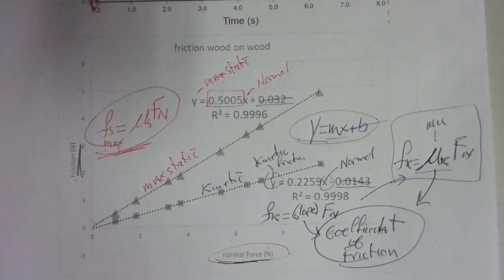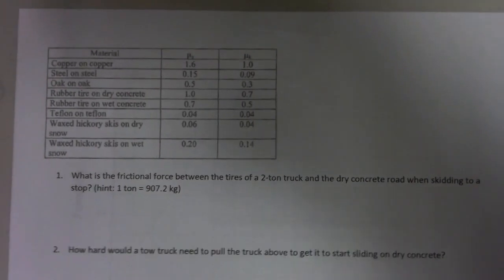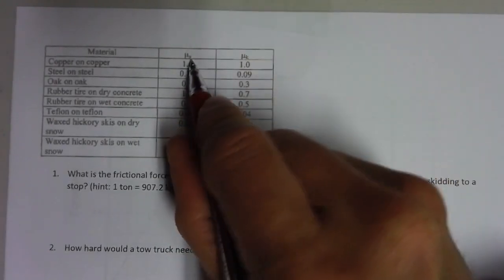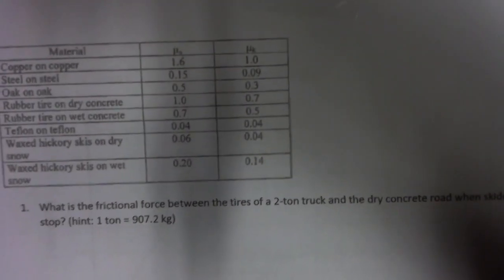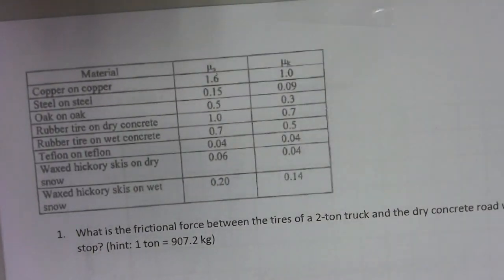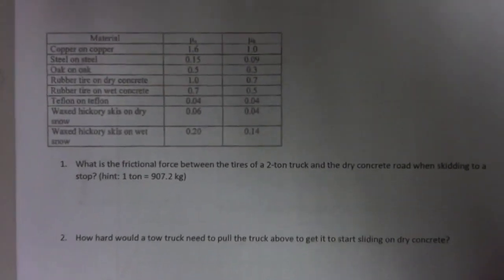So let's try a few. All right, so here we go. Now here's a table of the coefficients of friction for various materials. This is the mu s. It might be hard to read for you, so let's zoom in here. My lighting is horrible. Mu s, mu k for different materials there: copper and copper, steel and steel, oak and oak, etc. Those are all experimentally determined. There is no way you can use an equation to figure that out. They all need to be experimentally determined. And so you'll either be given them in a table or asked to find them.